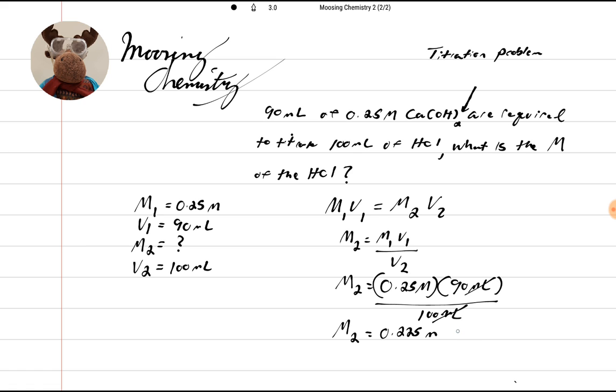So, because there's a 2 there, we have 2 OHs, remember? So we're going to want to times this by 2, and that's going to give us our new molarity of our hydrochloric acid to be 0.45 M. Well, that's it for this lesson.